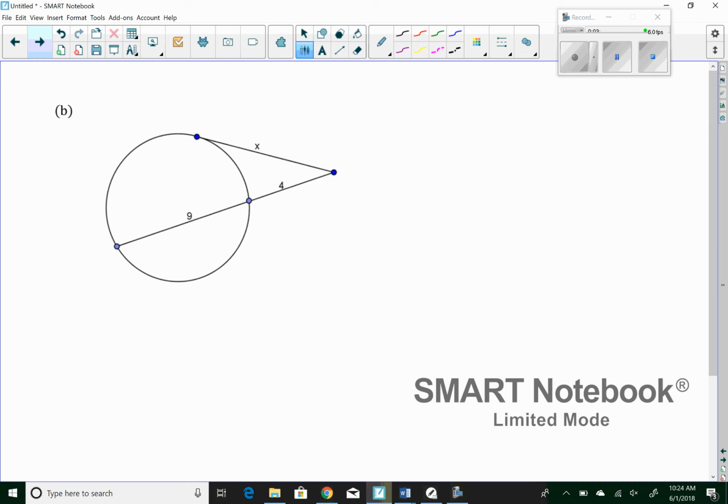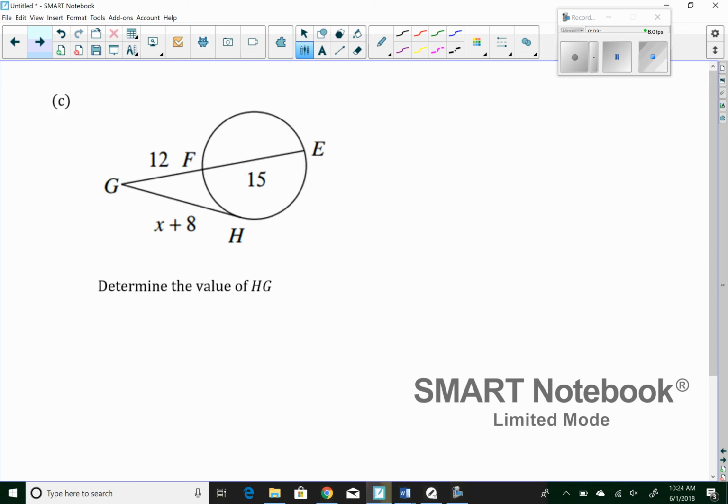For the second question, I don't even have to do this one again because we did it in class. This one in class came out to be 2 times the square root of 13, so I'm going to skip that one because you should have taken good notes in class today.